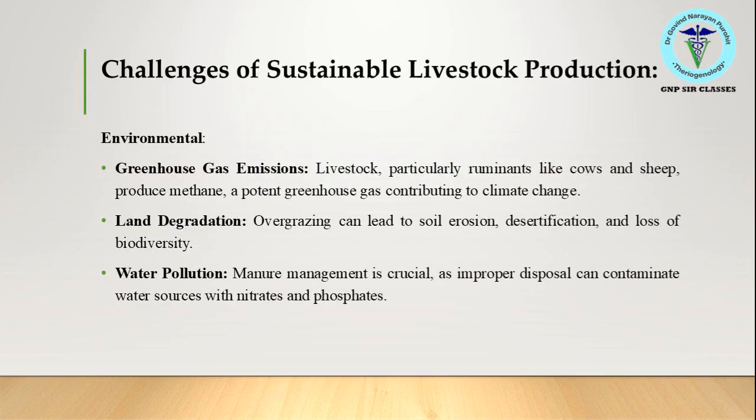Now we discuss the challenges of sustainable livestock production. First is environmental. Greenhouse gas emissions. Livestock, particularly ruminants like cows and sheep, produce methane, a potent greenhouse gas contributing to climate change. Land degradation. Overgrazing can lead to soil erosion, desertification, and loss of biodiversity. Water pollution. Manure management is crucial, as improper disposal can contaminate water sources with nitrates and phosphates.